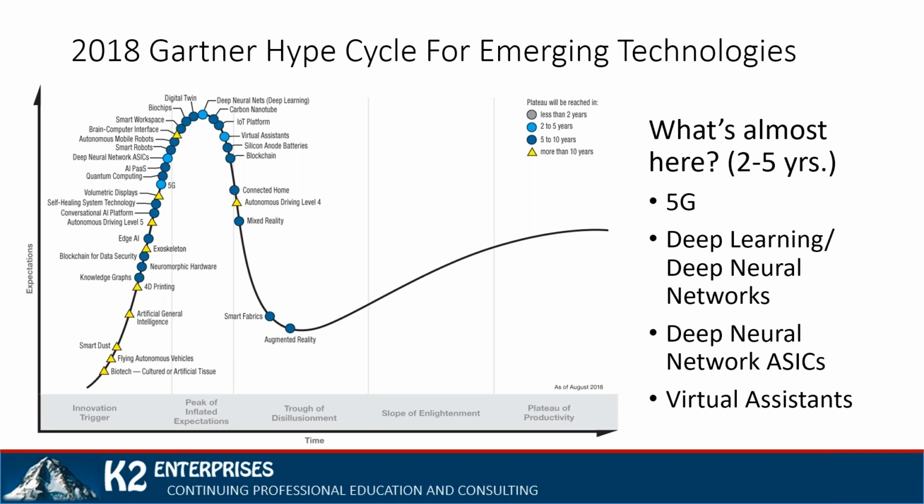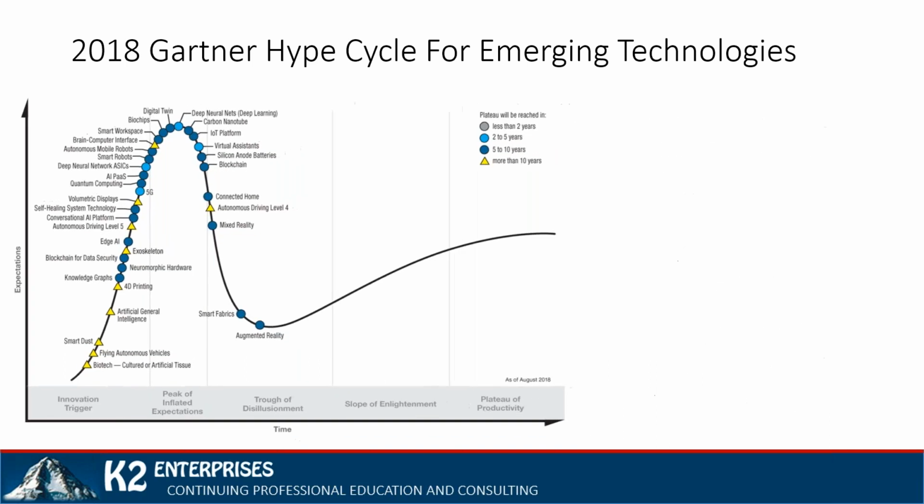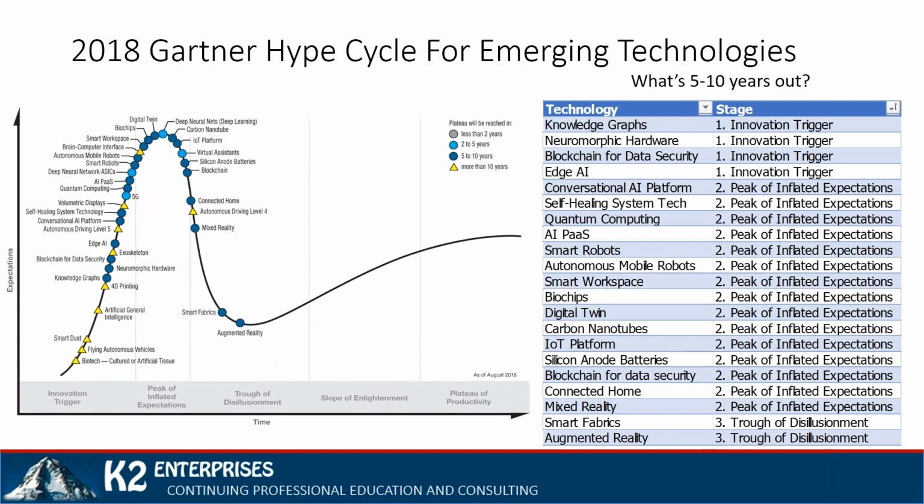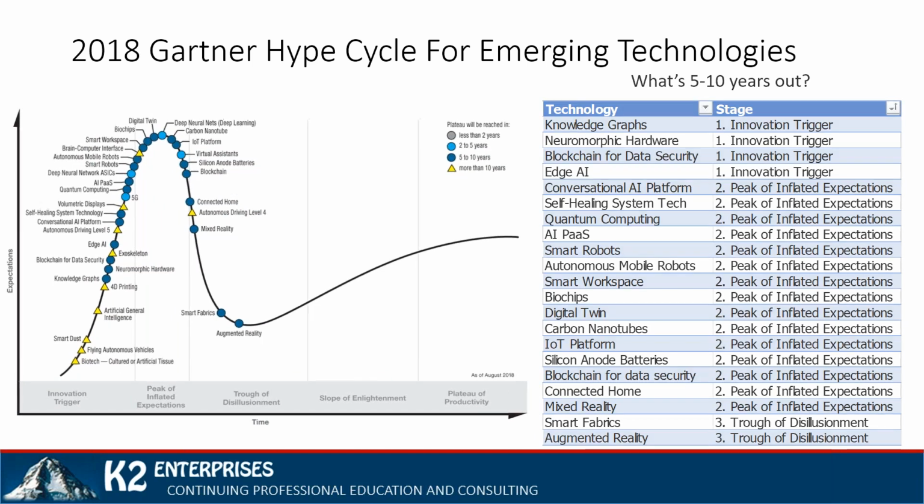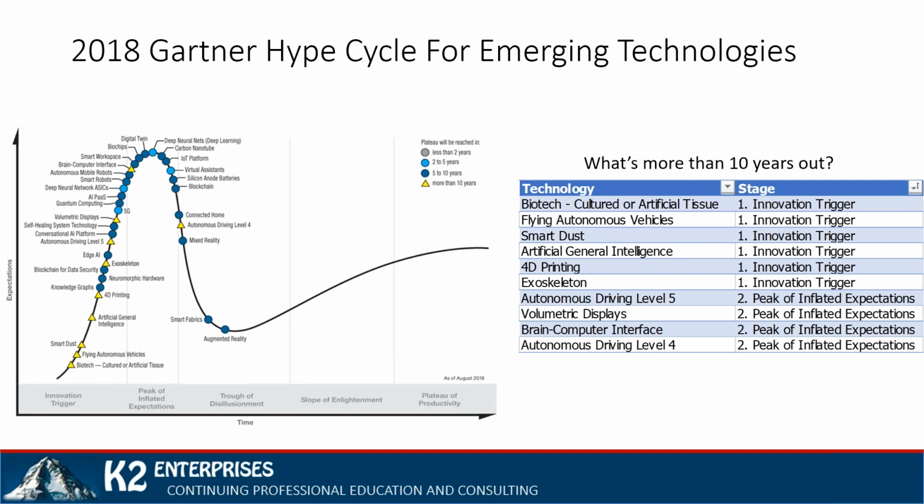Now, we've gone through and looked at what some of the things are that are 5 to 10 years out. Notice blockchain for data security, artificial intelligence platform as a service, smart robots, blockchain again, connected home, smart fabrics, augmented reality. Then what's 10 plus years out? Notice that autonomous driving level 4 and level 5 both appear on here.